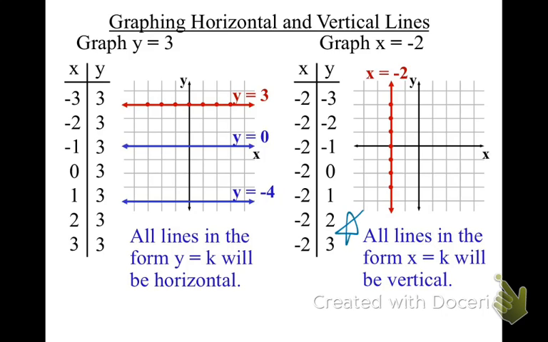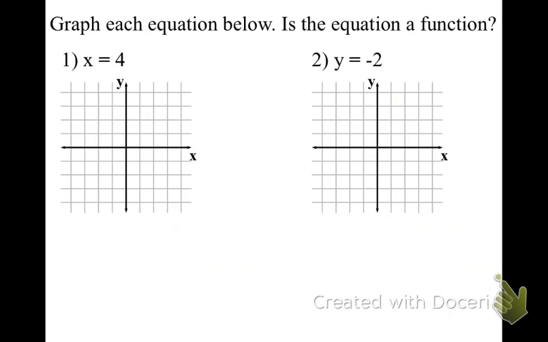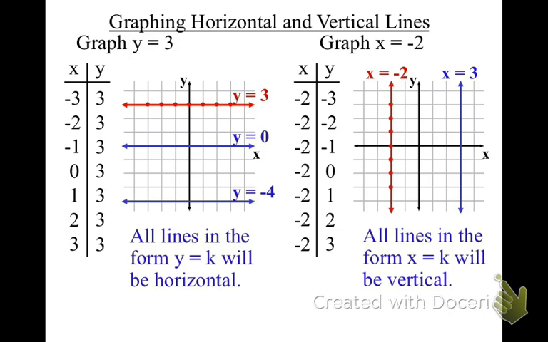So I want this in your notes. Whenever x is equal just to one value, k could be 2, 5, 6, -10, -30, it's going to be a vertical line. So make sure that's in your notes. So we can have x is equal to 3, or we can just have x is equal to 3. So make sure this is in your notes.